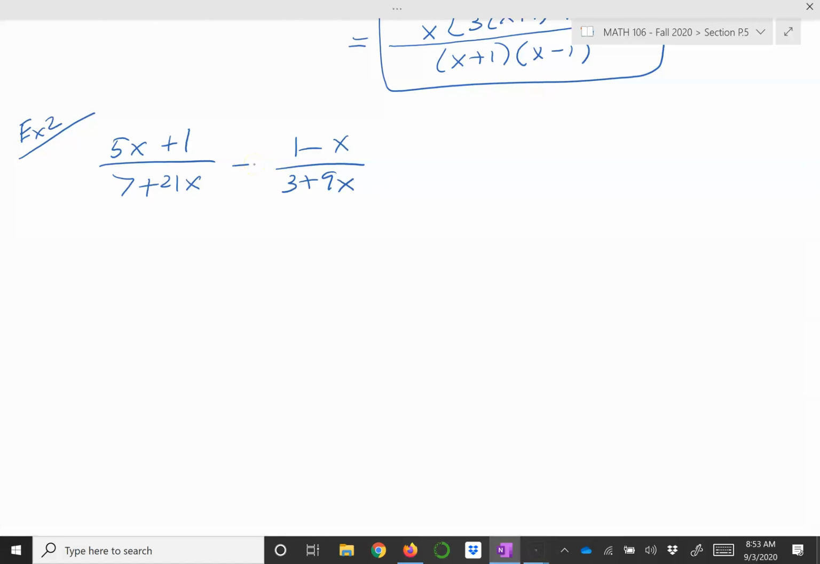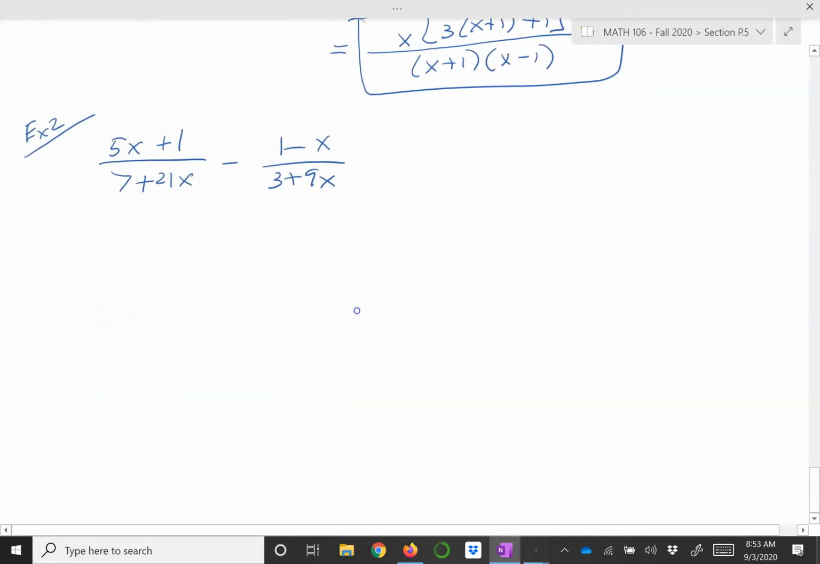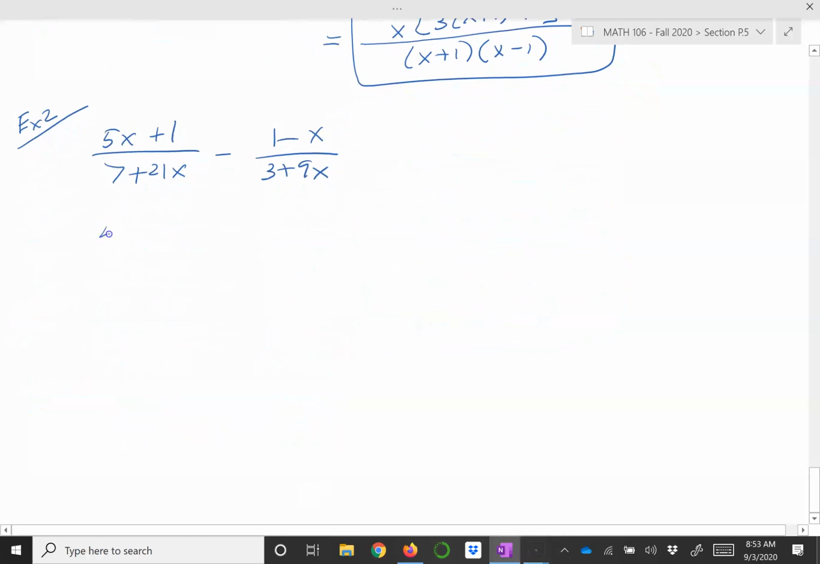Okay, so let's go ahead and factor first in this case. Like in this other one, we could have factored, and maybe we should have done that, but it worked out in the end. Let's factor this one first. So I can't factor 5x plus 1. I can factor the denominator here, though, and take out a 7 and be left with 1 plus 3x. And then I'm going to do subtraction 1 minus x. I can't factor that. And then we have, I'm going to take a 3 out, and we're left with 1 plus 3x. Okay?